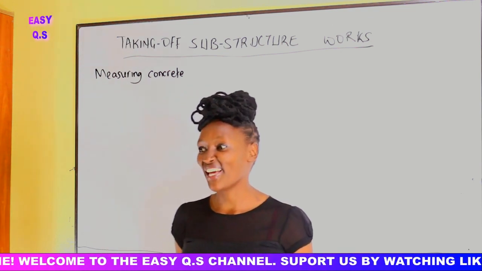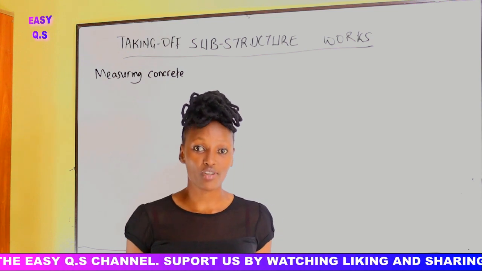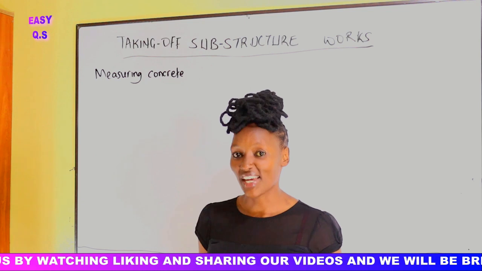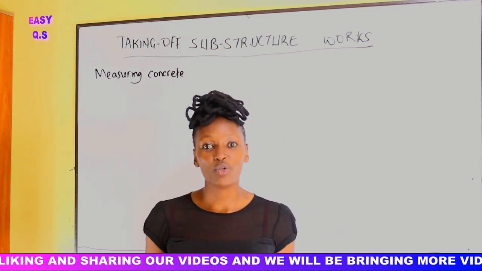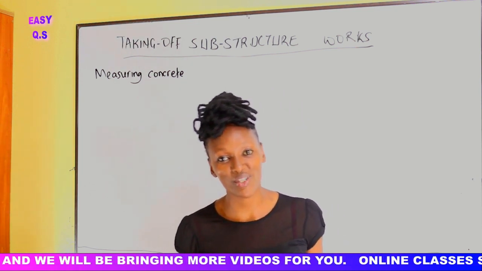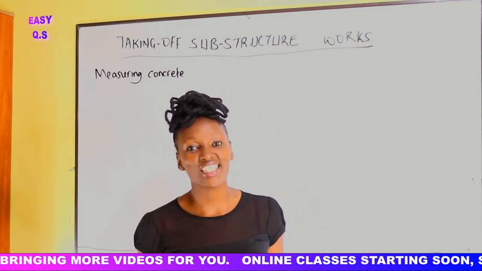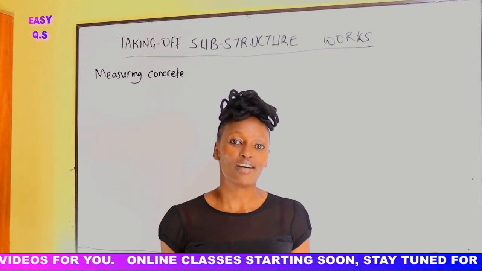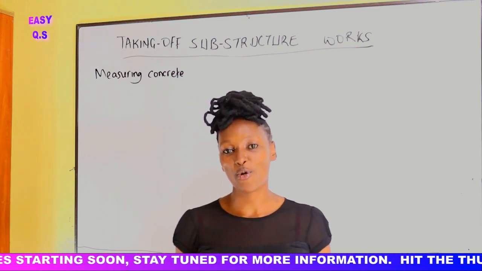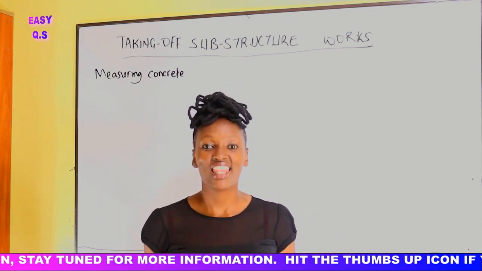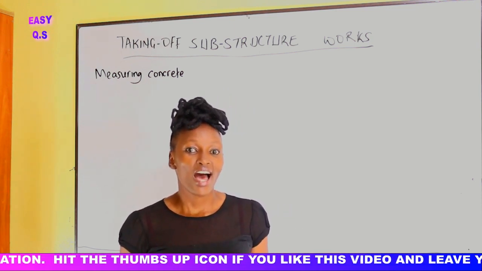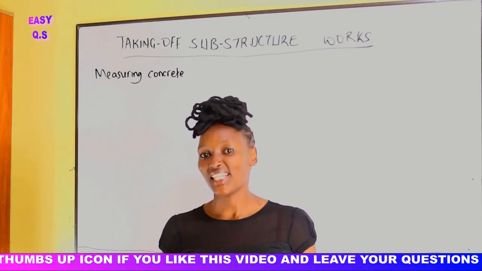We are looking at taking off substructure works, and we began in the last lesson where we explained how we measure site clearance. We remove the vegetable soil, we reduce the levels, then we come to the excavation of the trenches. Then after excavation of the trenches, we have to compact the soil in the trenches, then support the sides of the trenches so that they do not collapse. I hope you remember what we did.